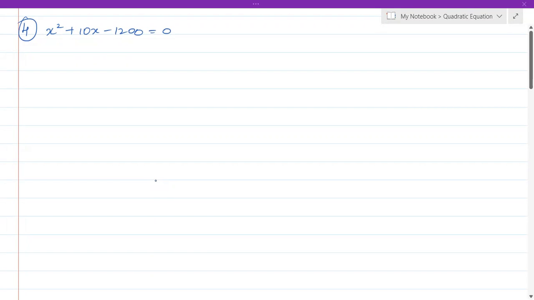Now, as usual, first we have to check whether it is in standard form, that is the decreasing orders of the powers. So here, as you can see, it is in the decreasing orders of the powers. So after this, let's find the value of A. So what's the value of A here? 1. And the value of B is 10. And the value of C is minus 1200. A is coefficient of x square, B is coefficient of x, and C is the constant term. After finding A, B, C, we have to multiply A and C, which comes out to be 1 into minus 1200. That is minus 1200.